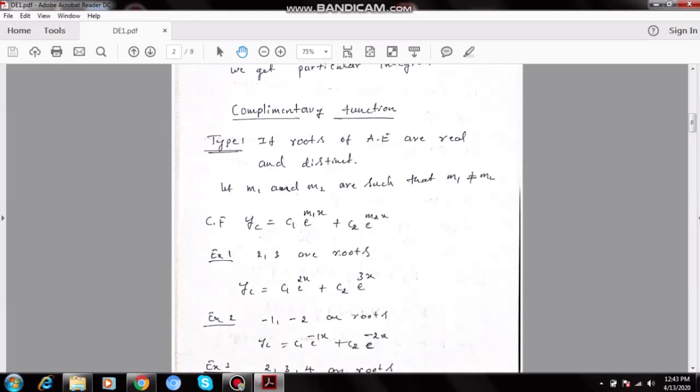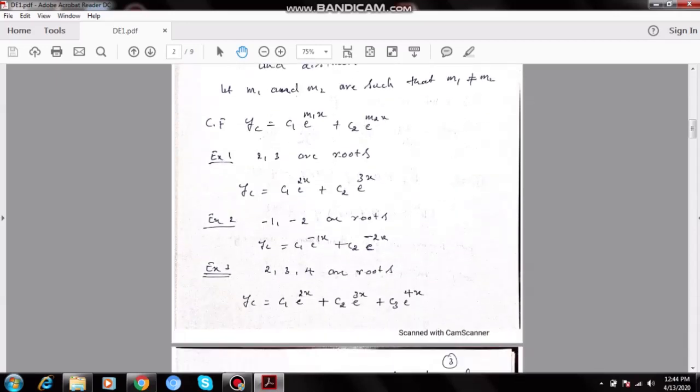So what are the different types of the complementary function? Type 1. If the roots of the auxiliary equation are real and distinct, then we take m1 and m2 as the two roots, such that m1 is not equal to m2. Then we will write the complementary function as c1 e power m1x plus c2 e to the power of m2x. For example, if 2 and 3 are the roots, then the complementary function will be c1 e to the power of 2x plus c2 e to the power of 3x. If minus 1 and minus 2 are roots, then the complementary function will be c1 e power minus 1x plus c2 e power minus 2x.